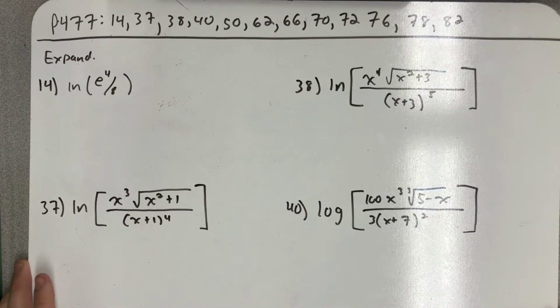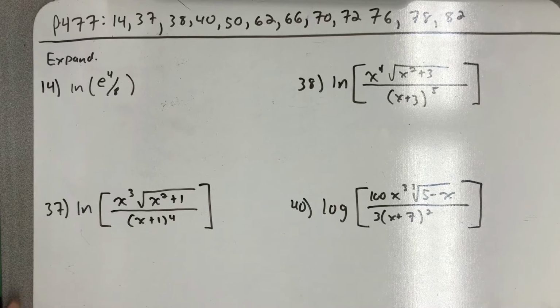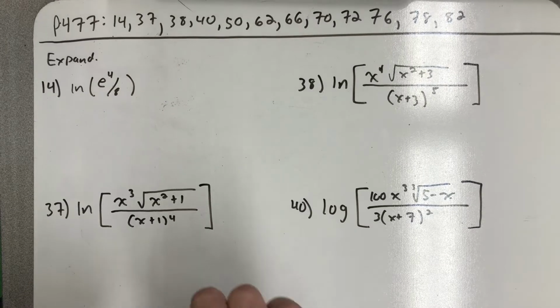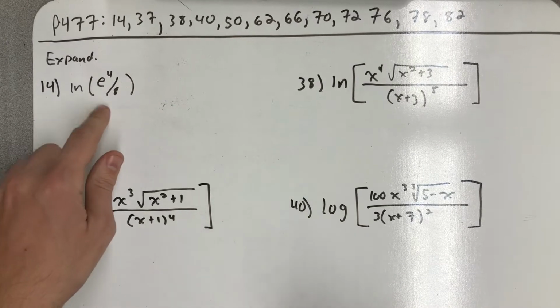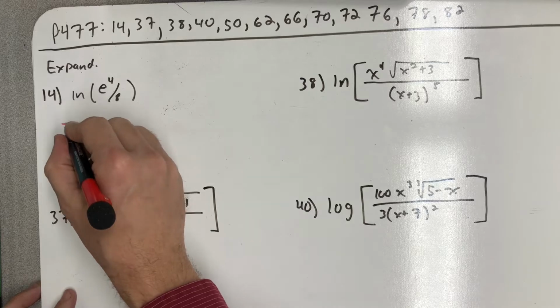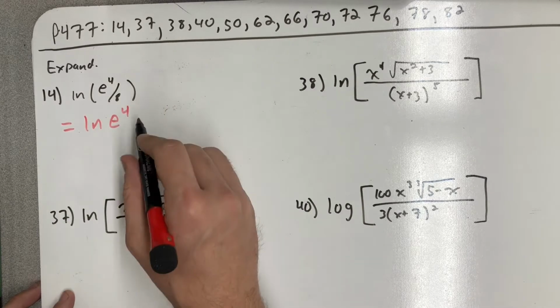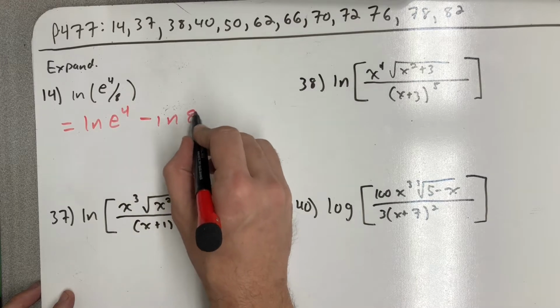And here they are, and I've shortened those instructions to expand. We can also think of this as rewriting these logarithms as a sum or difference of logarithms. Well, to start off here, I have the natural log of e to the 4th over 8 in problem 14. And so I'm going to use the difference rule for the logarithm. So I have the natural log of the top minus the natural log of the bottom.